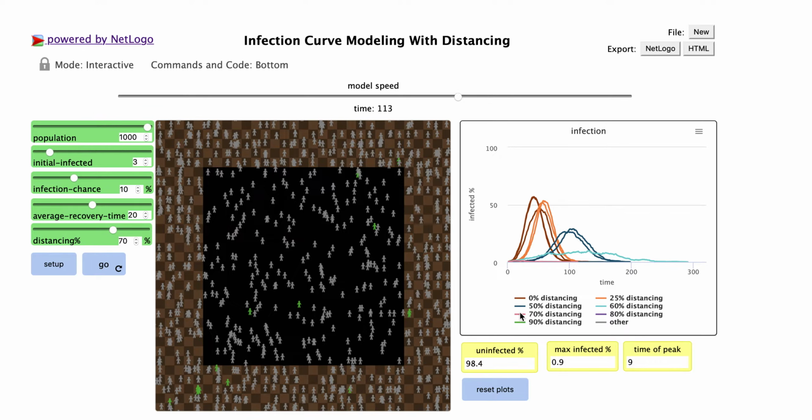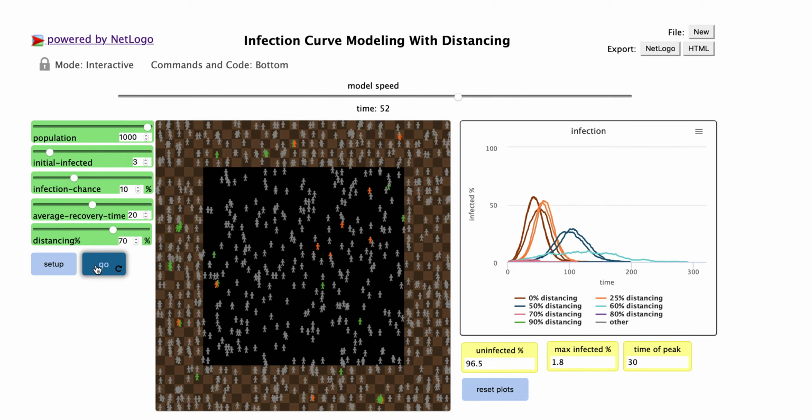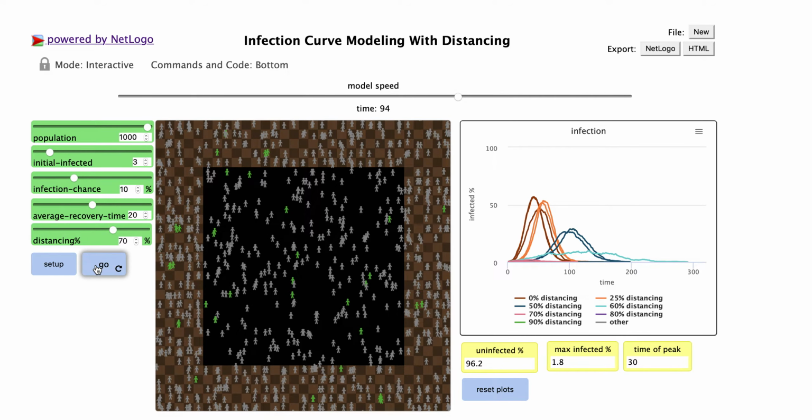So now with 70%, almost nobody got it. 98.4% of people remain uninfected. We're talking about this little pink line down here, basically flat. I'll go ahead and run that again. So again, this amount of social distancing is unlikely to happen without government measures, but we are starting to see that already in the United States. It's of course already been happening in other countries.